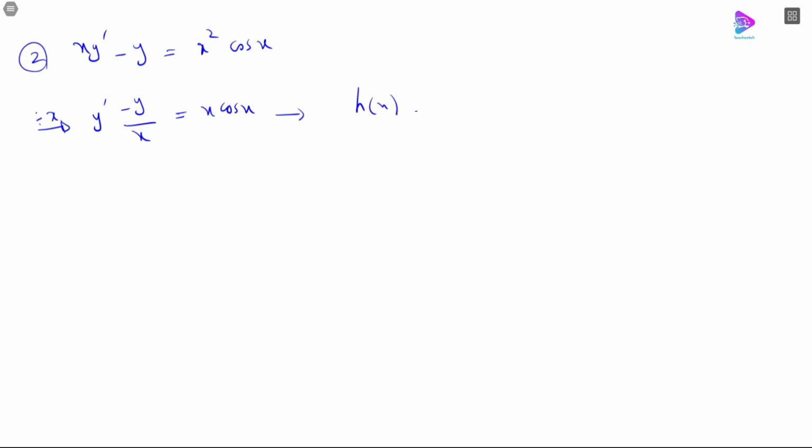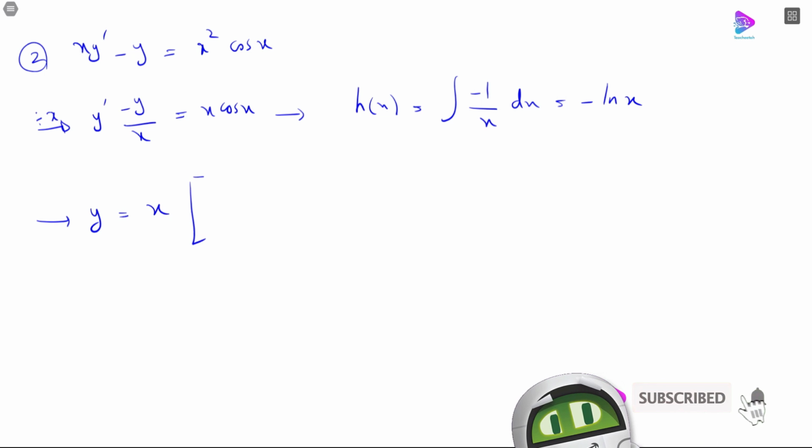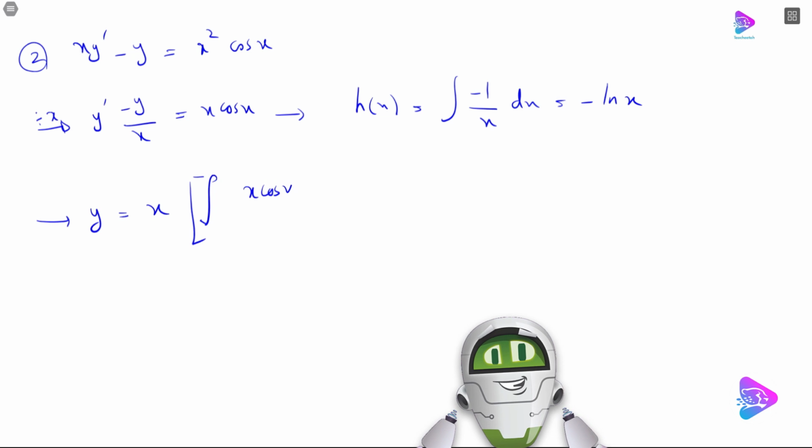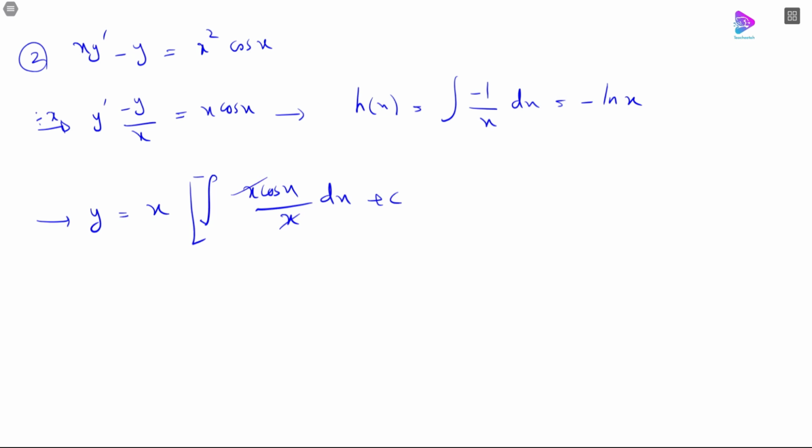Let's take a look at another example. Example 2: x y prime minus y is equal to x squared cosine x. So let's do a simple simplification. I'm going to divide by x. So I'm going to end up with y prime minus y over x equal to x cosine x. So therefore, my h(x) is going to be the integral of minus 1 over x dx, or minus ln x. From here, again very simple, y would be x times the integral of x cosine x over x dx plus c, which these two cancel out, and the answer is pretty straightforward from there on.